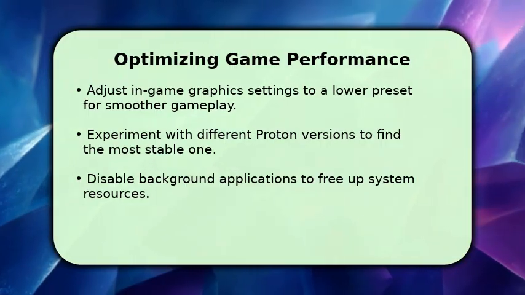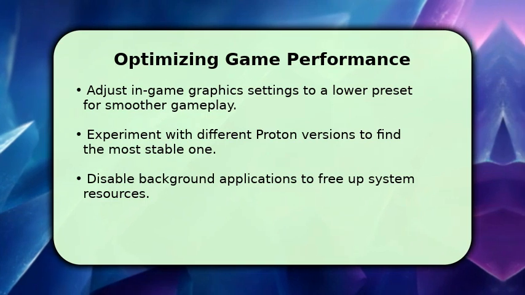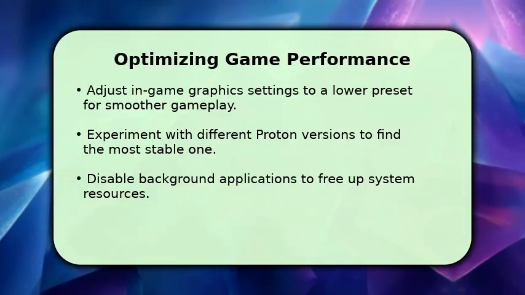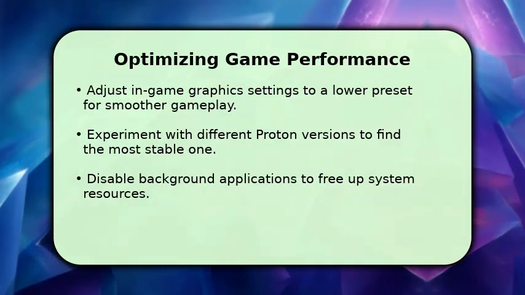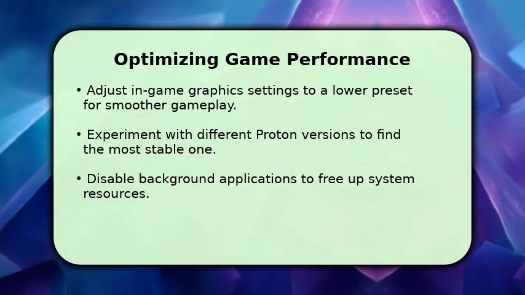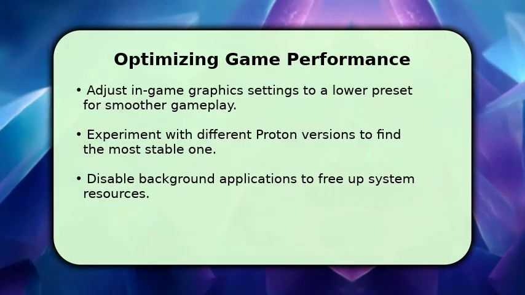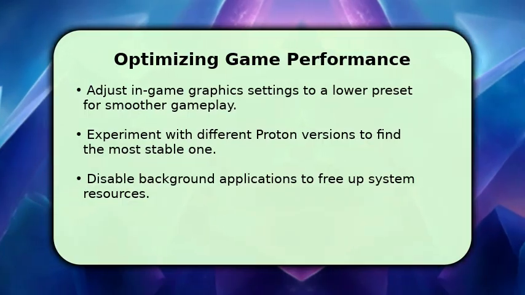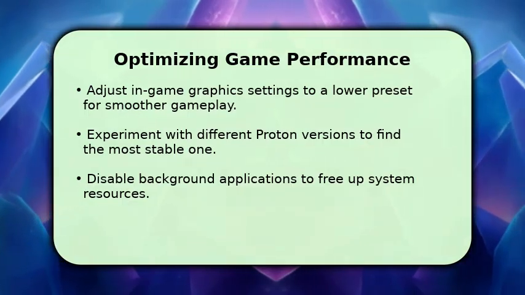To get the best performance, a few tweaks can make a big difference. Start by adjusting Rocket League's in-game graphics settings. Often, a medium or low preset provides a significant frame rate boost. Also, try different Proton versions available through Steam or your chosen launcher, as some versions perform better than others. Closing unnecessary background applications will free up valuable system resources, giving your game more power.